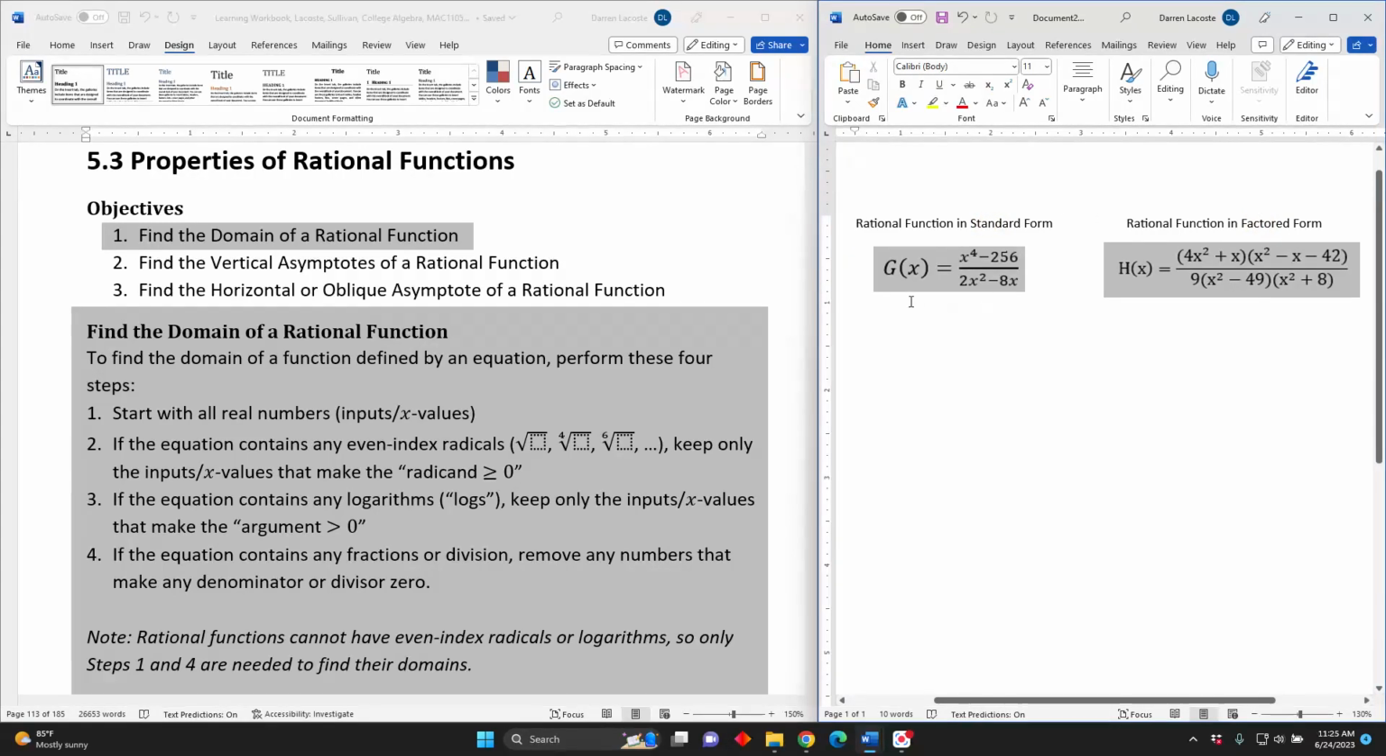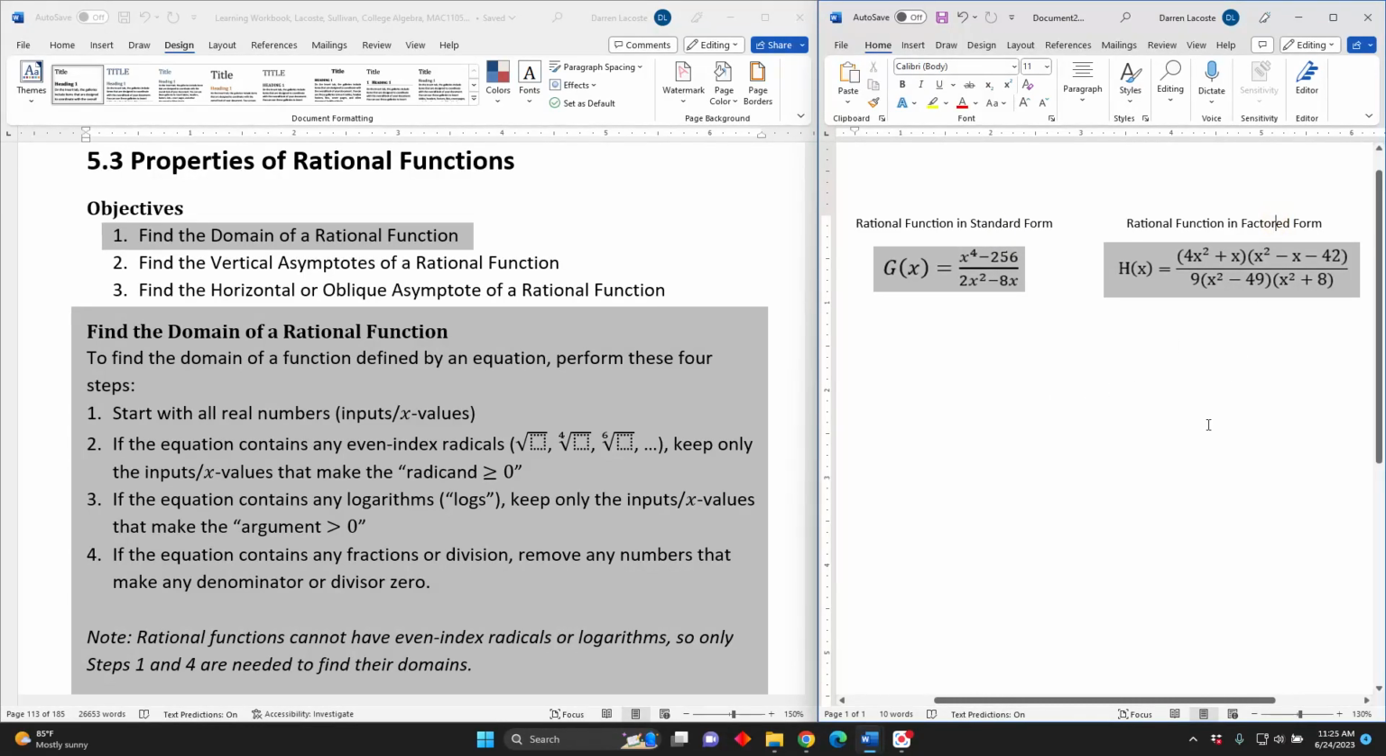Standard form, with an example shown here, function g of x, consists of terms that are being added or subtracted. For example, this x to the fourth term and this 256 term have a subtraction sign in between them.